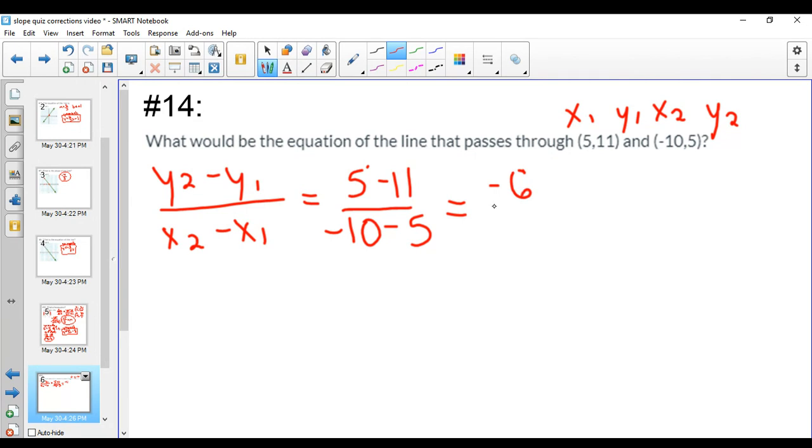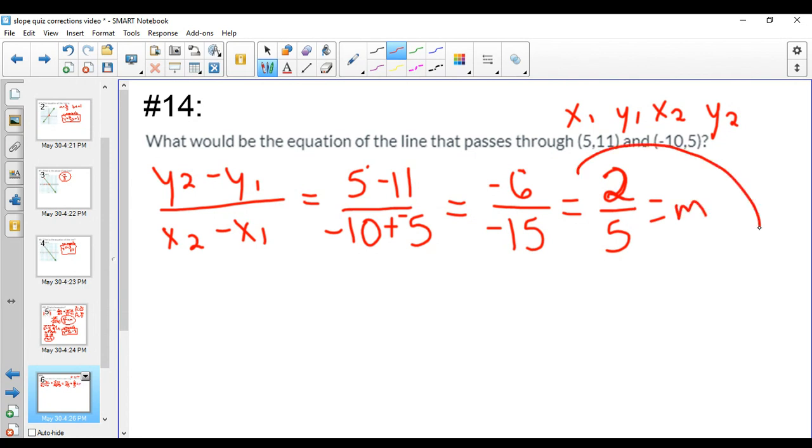Okay, then for the denominator, keep, change, change. Negative 10 plus negative 5 is negative 15. Okay, then a negative over a negative is a positive. So we can change it to a positive, and then also it can be simplified. 6 divided by 3 is 2. 15 divided by 3 is 5. So my final slope is 2/5. So I'm going to put m equals 2/5.